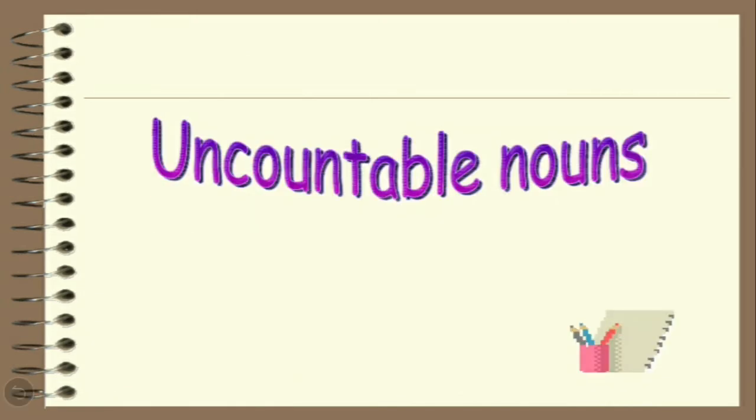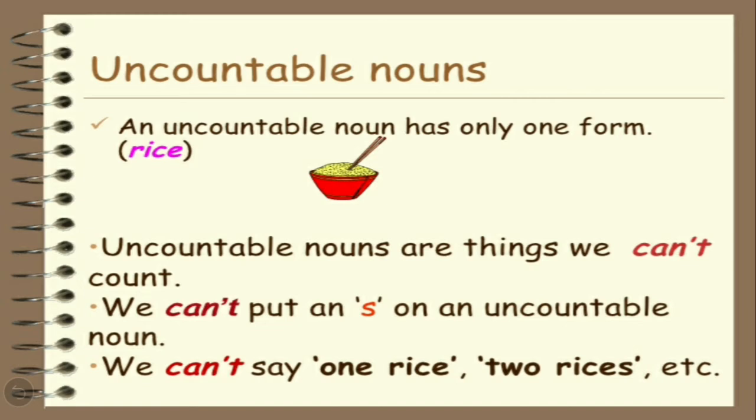Now children, quickly we will see what is uncountable nouns. So just the opposite of countable is uncountable nouns. An uncountable noun has only one form. It doesn't have the singular form or the plural form. It has just one form. Then uncountable nouns are things we can't count. We can't put an S on an uncountable noun. And we can't say children, one rice, two rices, etc.